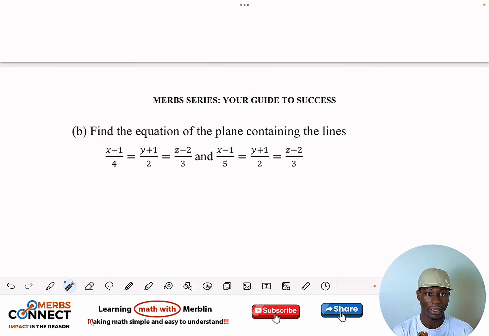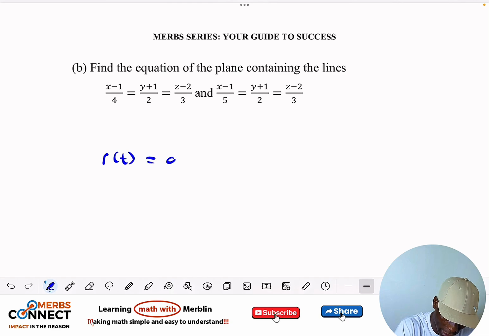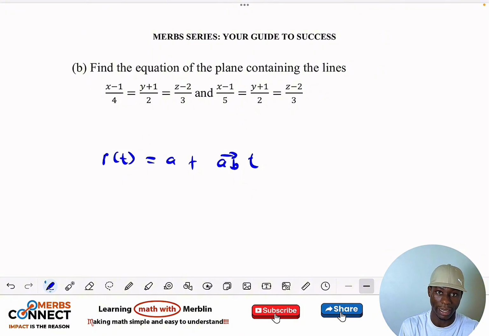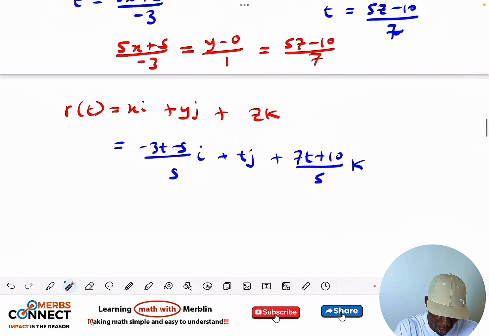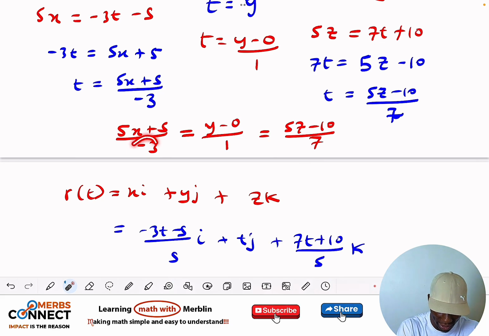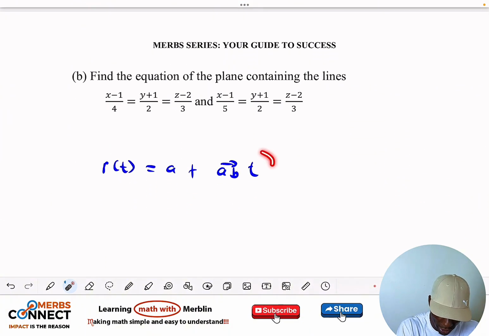Anytime you are forming the equation of a line or a plane, remember, we do something like this: R of t is equal to a plus, let's say, vector AB times t. And this vector AB here is the directional vector, and always the directional vector is below here. So you see that when we form it in the symmetric form, these are the directional vectors.